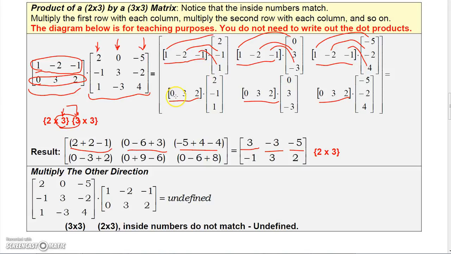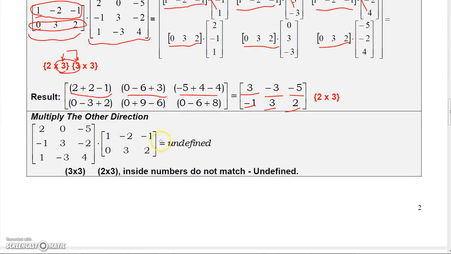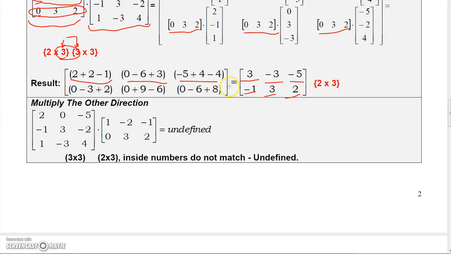And then if you multiply the second row by each of the 3 columns the same way, you're going to get negative 1, 3, and 2. So I'll let you multiply these out to see that when you multiply this product, you'll get negative 1. When you multiply this product, you'll get 3. And when you multiply this product, you'll get 2. And your final result should be a 2 by 3 matrix. And here's the matrix that we get.